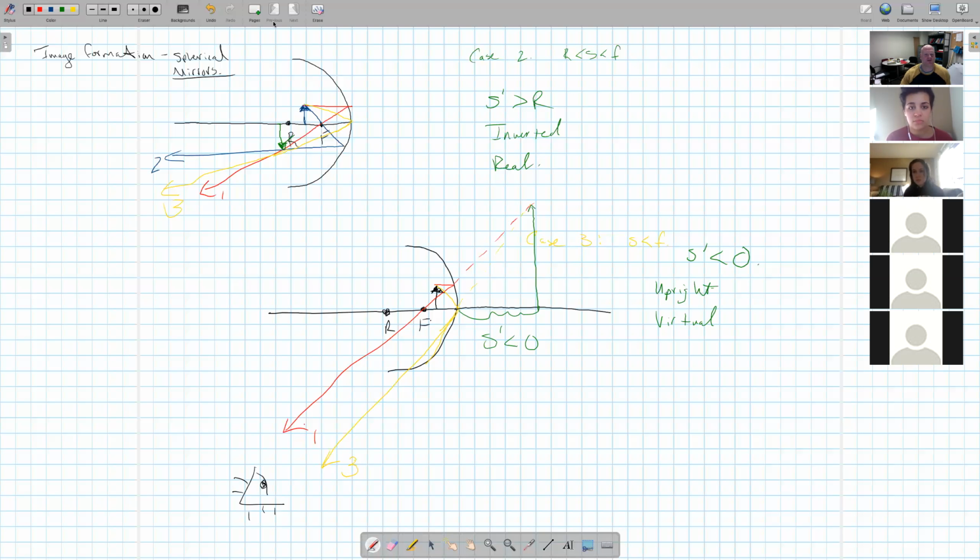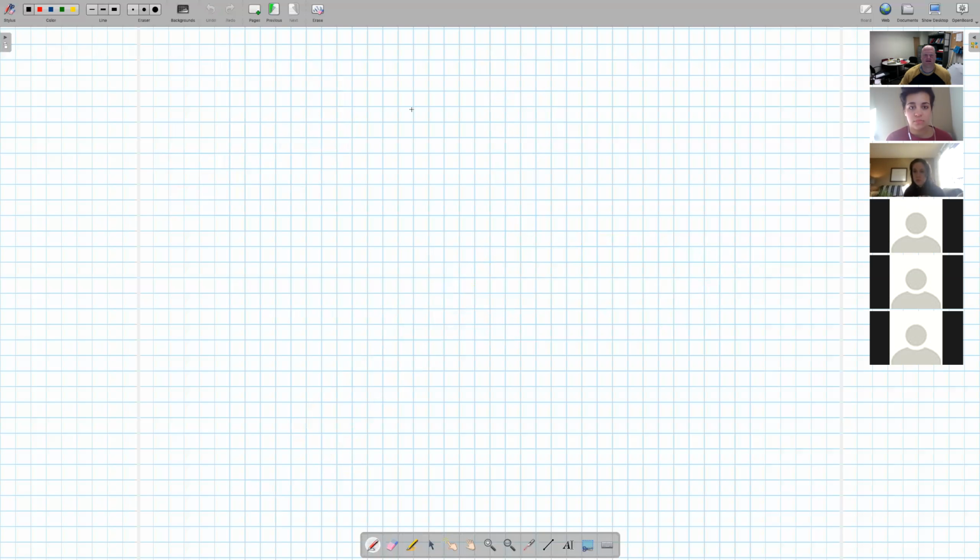So now let's do it for the convex mirror. So the convex mirror is nice because we only have one option. So there's only one case. We don't have more than one case. So here, again, this is our principal axis. So we're going to be reflecting off the back part of the mirror. So on this side, this is going to be my radius of curvature. This then is going to be my focal point.